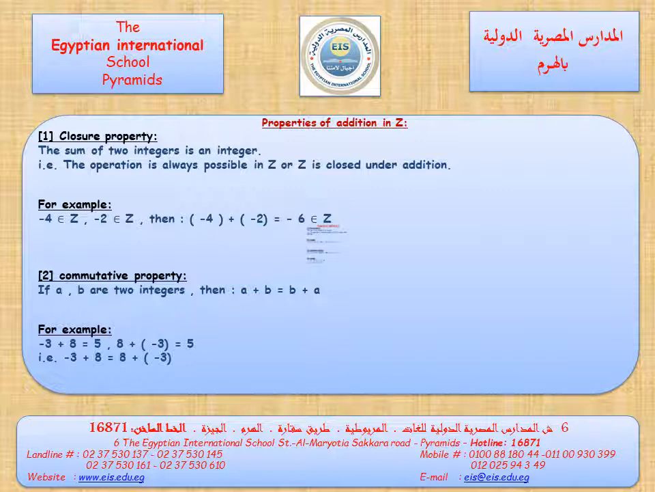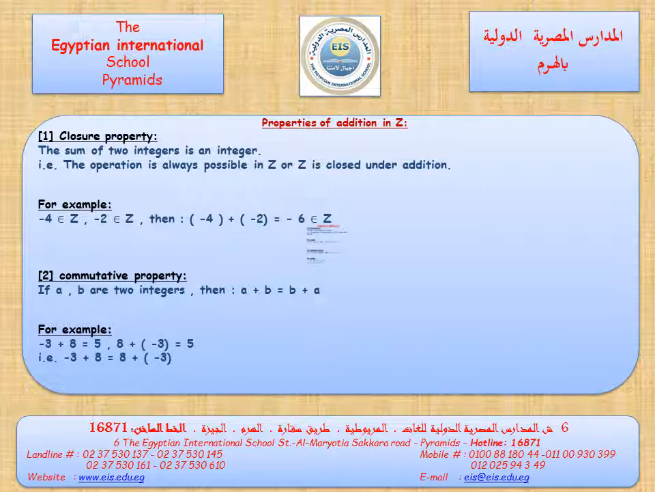Number 1 property is the closure. What is the meaning of closure? Any number in Z that you add to any number in Z, the answer will be in Z also. For example, -2 plus 3 will be what? 1, which belongs to Z. -2 plus 2 equals what? 0, which belongs to Z. So any two numbers you add in Z, the answer will be in Z also. This is number 1, the closure.